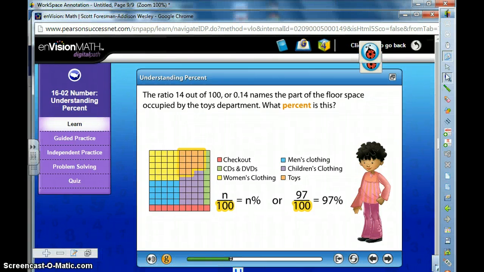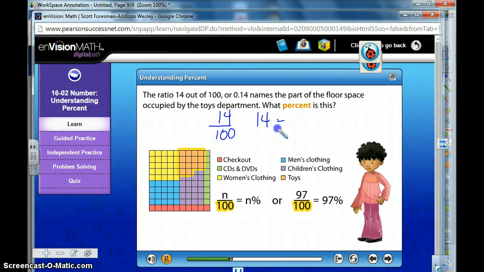All right. 14 out of 100. That means 14 out of 100 is a fraction. And we've also learned a fraction means to divide. This is the same thing as saying 14 divided by 100.